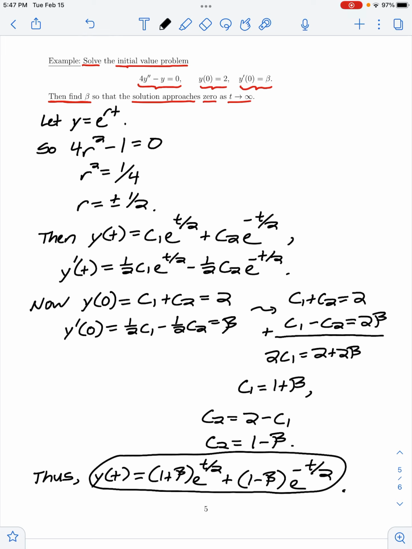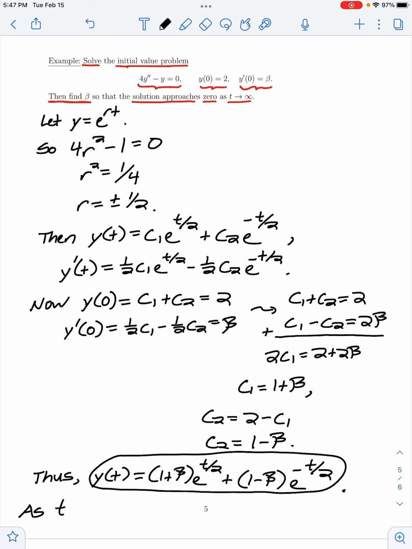So this would be my solution in terms of that arbitrary value beta that I'm given for y prime of 0. And we want to then find the value of beta, which will make our solution approach 0 as t becomes large.